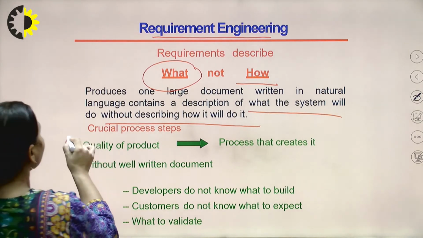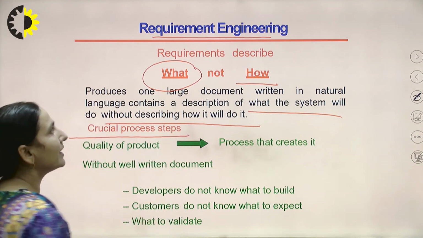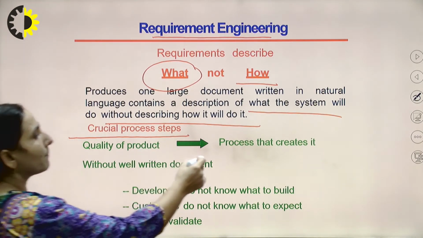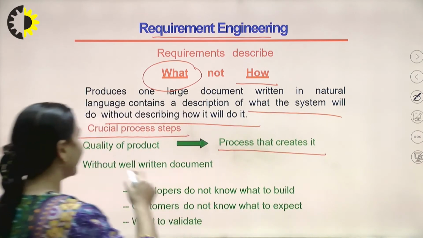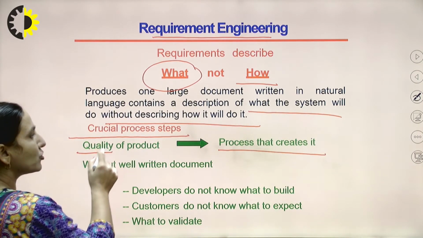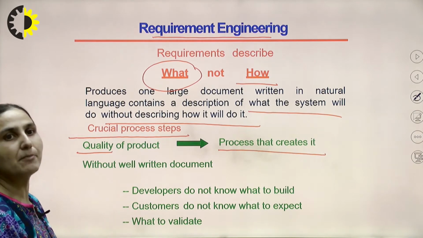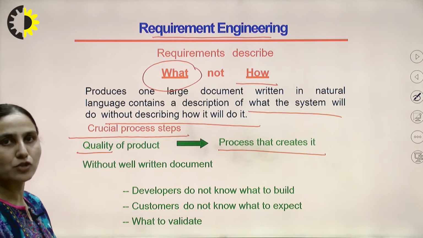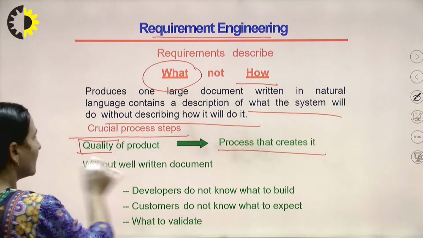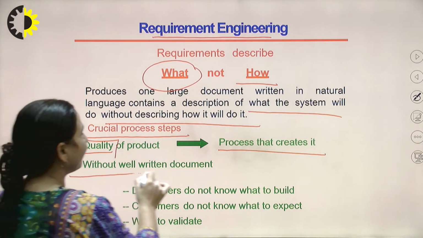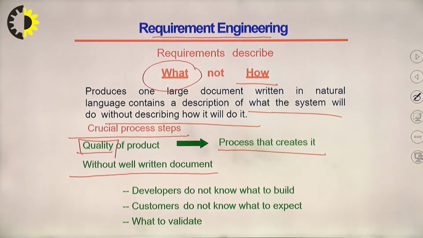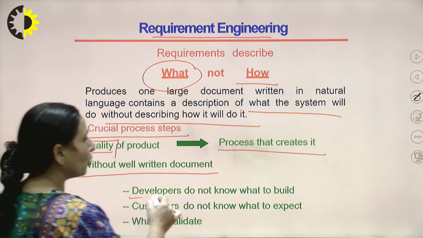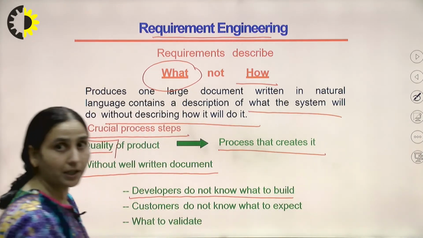Now, what are the crucial process steps when dealing with requirement engineering? Initially, the quality of the product depends on the process that creates it. That means the quality of the product depends on the process, the methodologies, or the way we use to develop a particular type of software. If we don't have any properly written documents available, developers do not know what to build. This is a very important point.